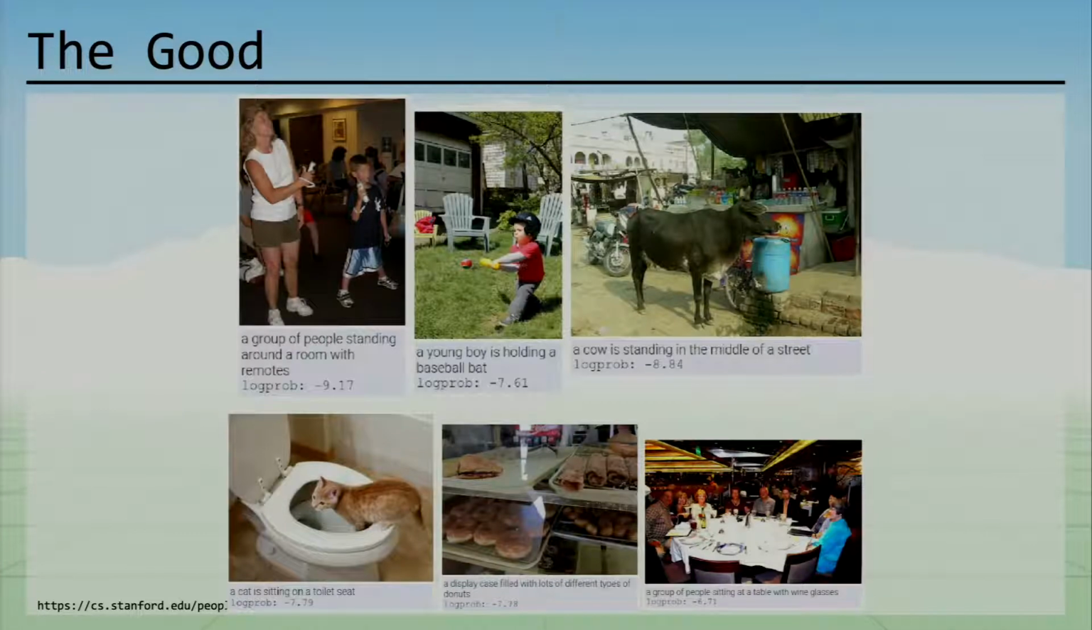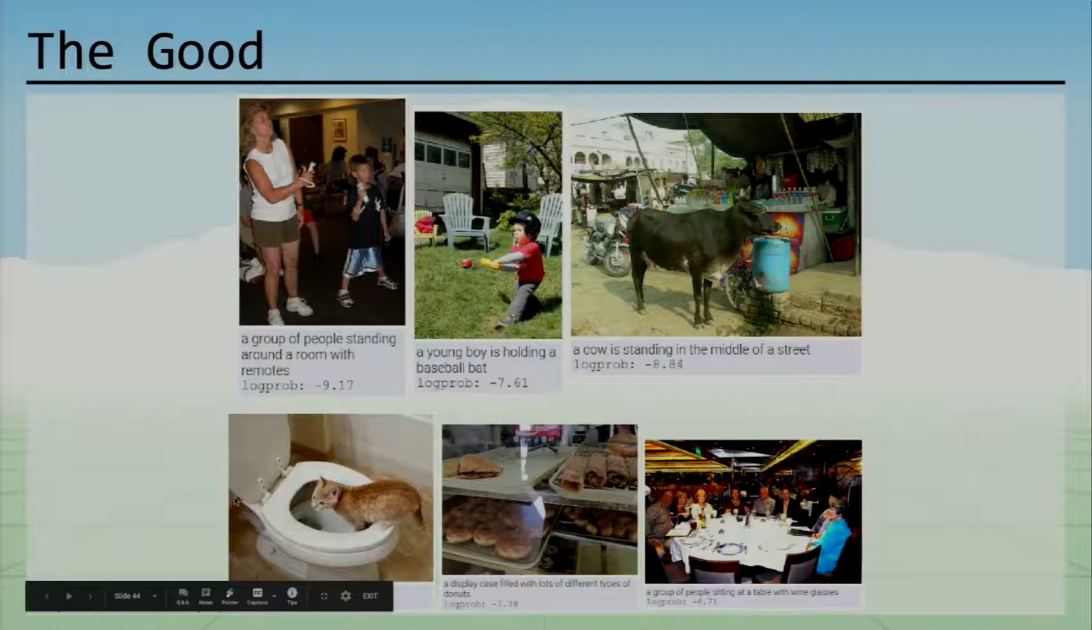So when you do this in practice, you get some fairly good results. So here are some examples. These are all examples from this, well, you can't click on it, but in the slides you can go to the website that all of these are taken from.